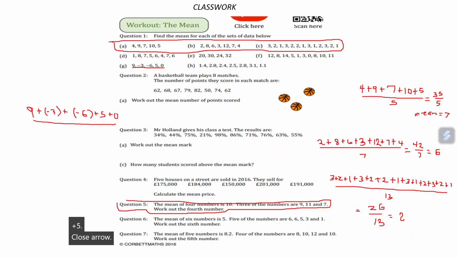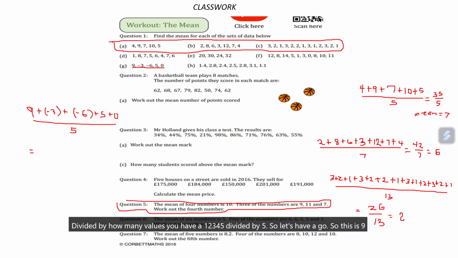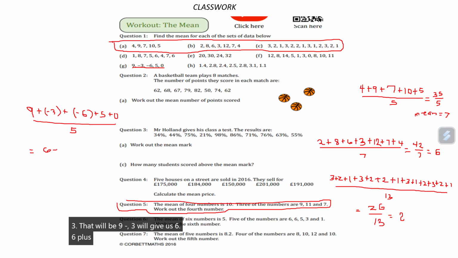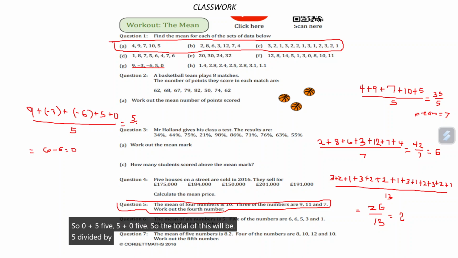divided by how many values you have here? 1, 2, 3, 4, 5, divided by 5. So let's have a go. So this is 9 plus minus 3. That will be 9 minus 3 will give us 6. 6 plus minus 6, that will be 6 minus 6 will give us 0. So 0 plus 5, 5, 5 plus 0, 5. So the total of this will be 5 divided by 5. That will give us 1.